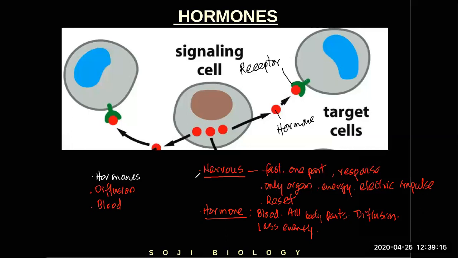So that's how animal coordination happens, through the nervous system and with the help of hormones. And this system is called the endocrine system. The next chapter will be talking about the hormones and endocrine system, right?